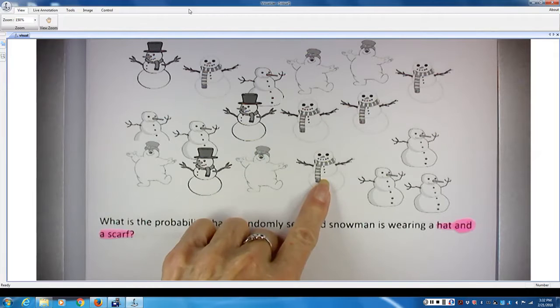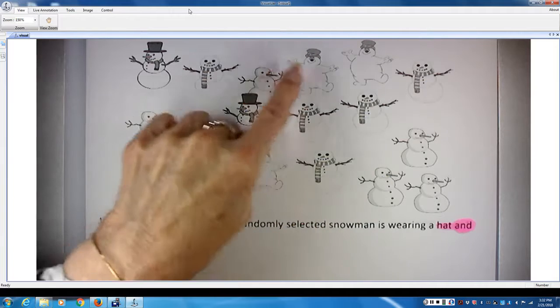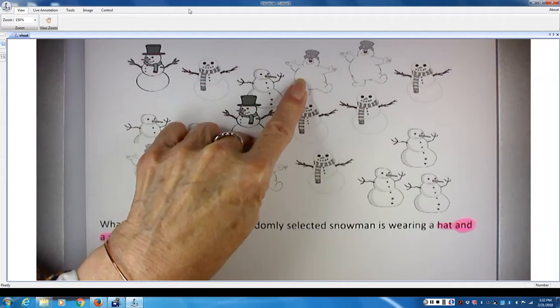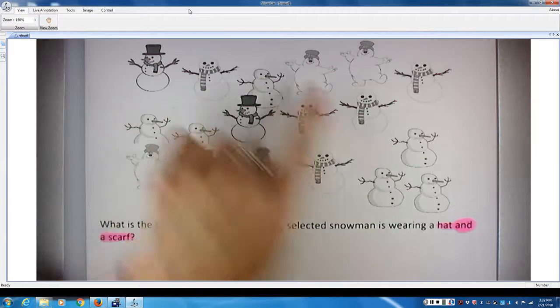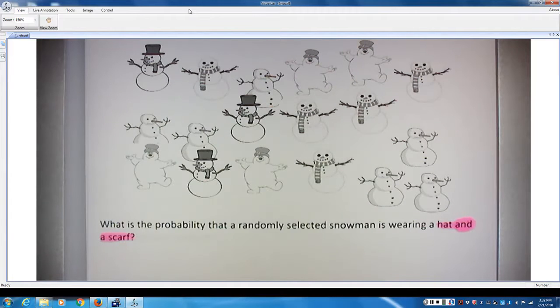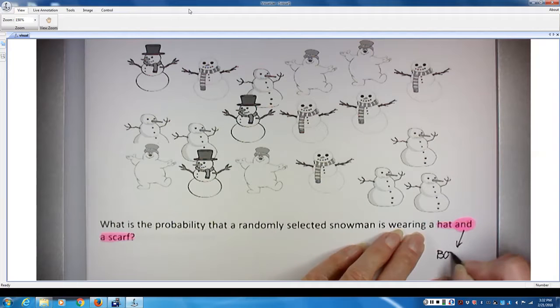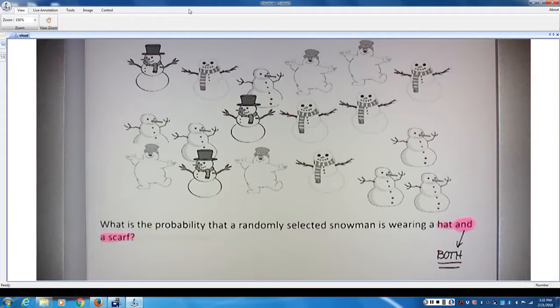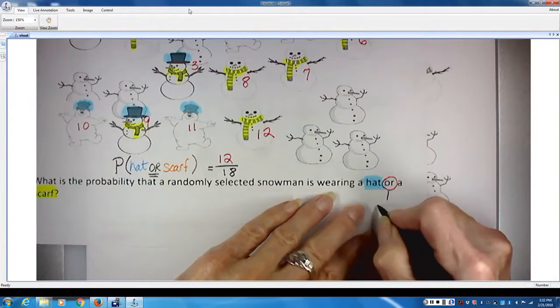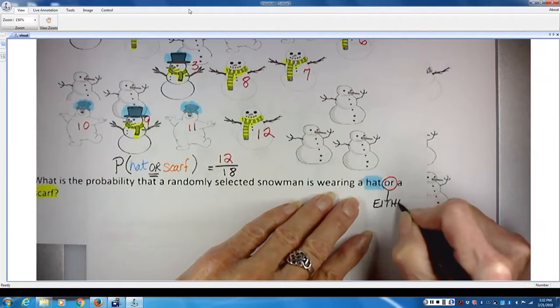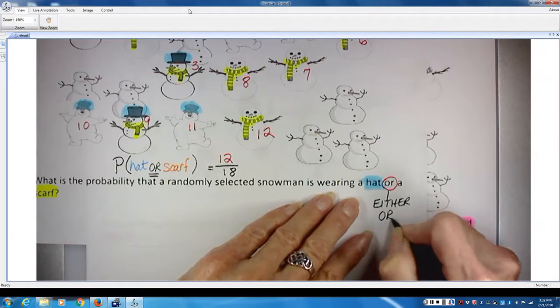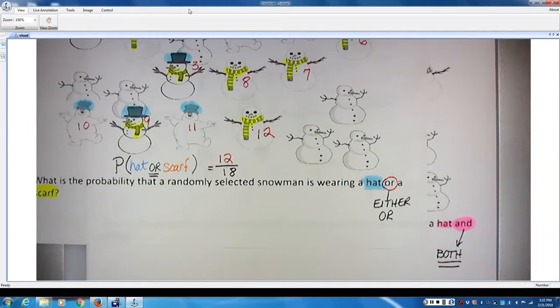Nope. Because he's only wearing a scarf. He doesn't have a hat. Do I count that snowman? No, because he's wearing a hat. He doesn't have a scarf. This says both. That's the key to remember. The word and means both. The word or means either or. Either one or the other, but not both.